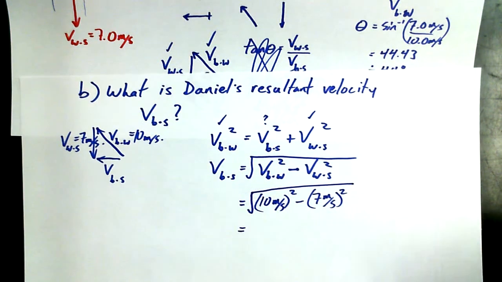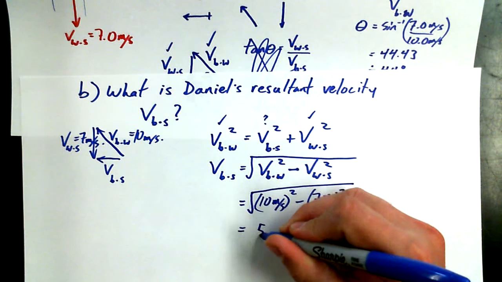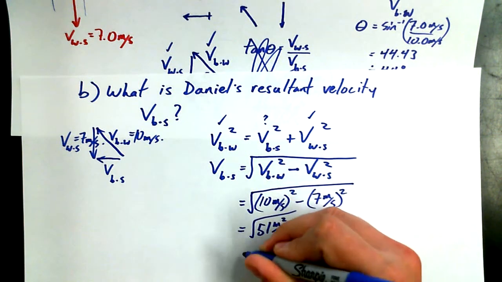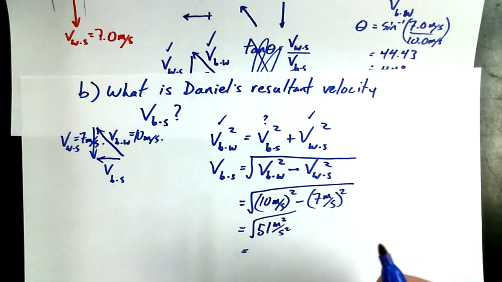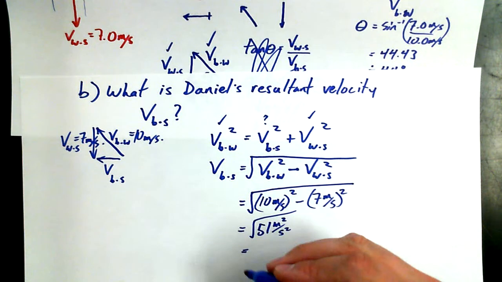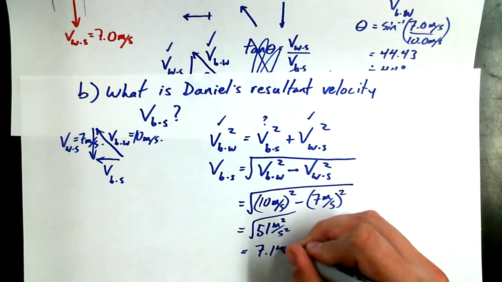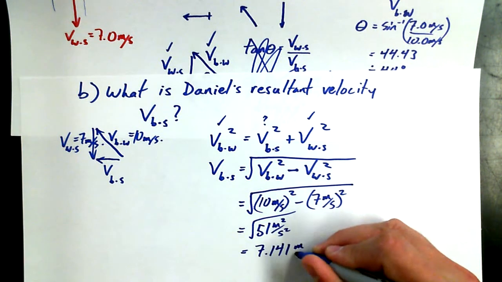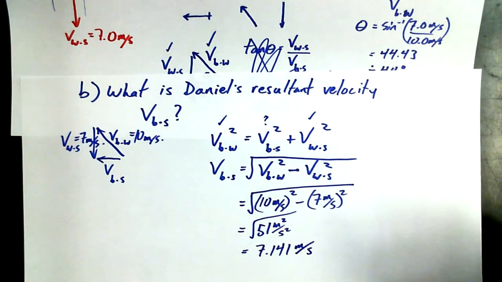All right, so 10 squared is 100. I can do that in my head. 7 squared is 49. I can do that in my head. What's 100 minus 49? 51. Square root of 51, I usually use a calculator. What'd you get? 7 point something. 7.1 something, I think. 7.141. And the meters squared per second squared gets square rooted as well to give me meters per second.